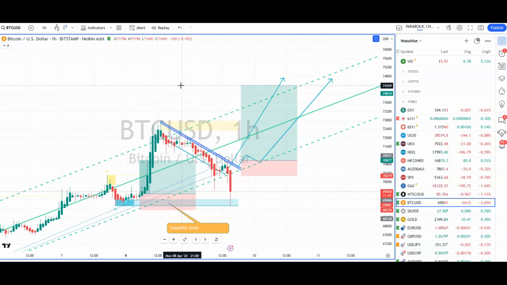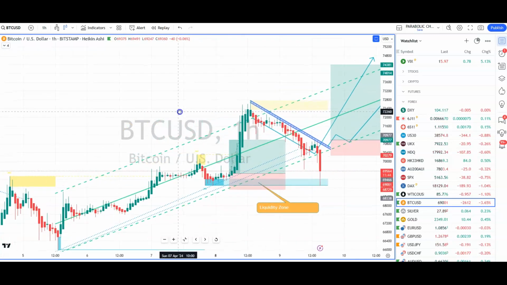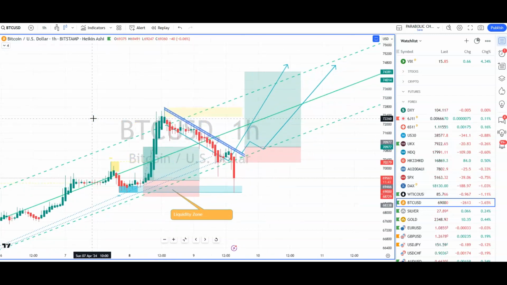probably by about June. So I've been saying it's going to $70,000 since December, November even, and it's done that, and further upside is likely to happen.